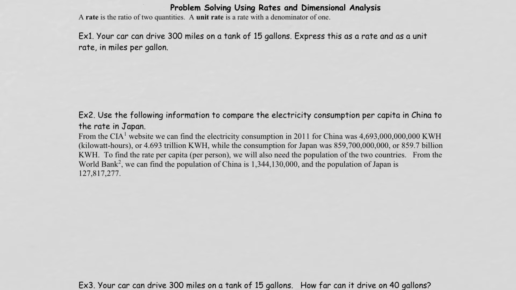300 miles over 15 gallons. This is going to be your rate in fraction form, right? And if we reduce this, 15 goes into 300 20 times, right? So it will be 20 miles per gallon. This is going to be your unit rate, where your denominator is 1, right?